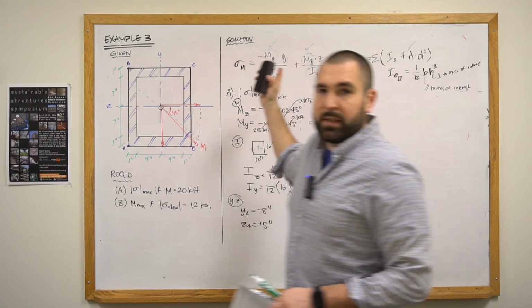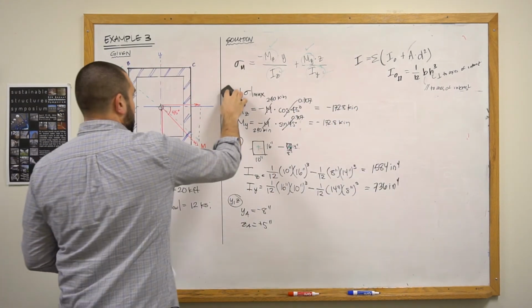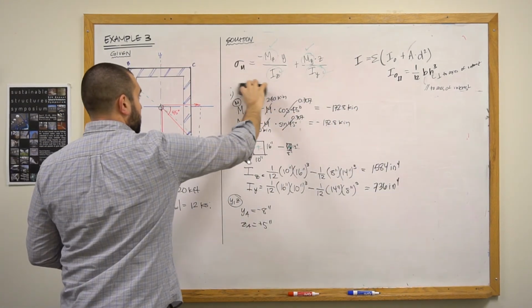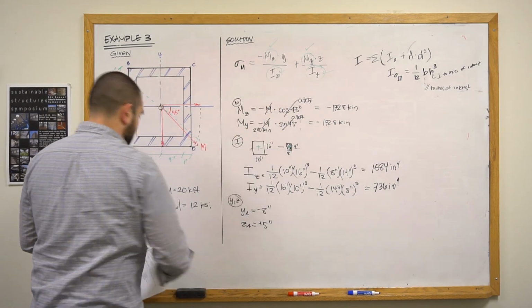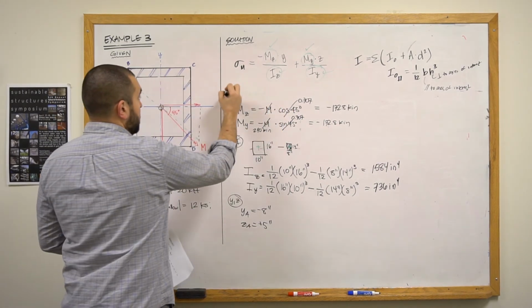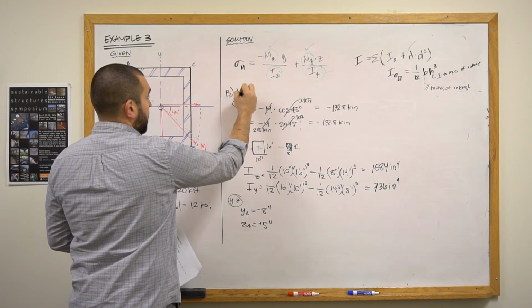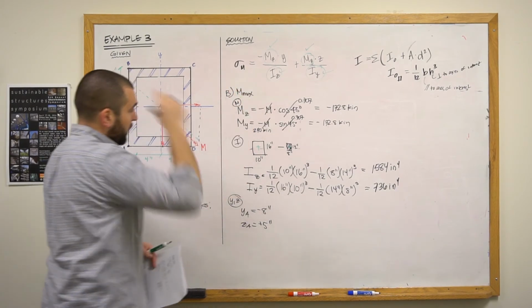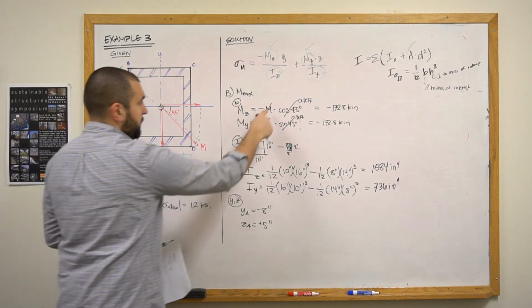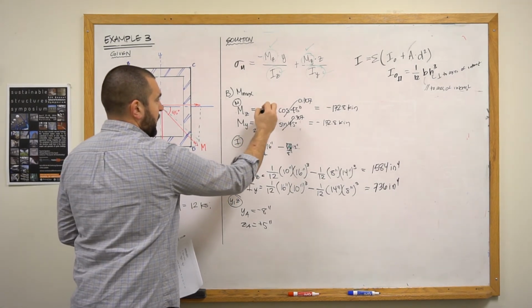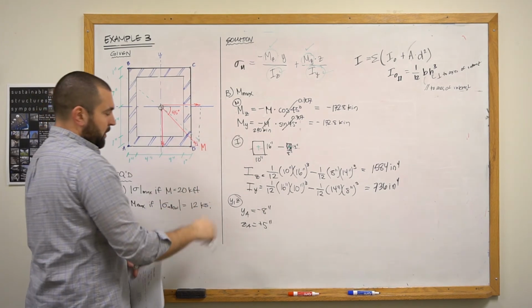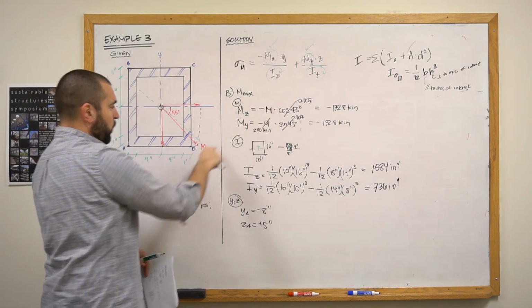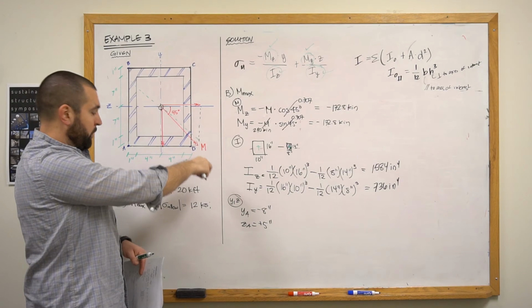We're still going to use the same fundamental equation, but now we're going to look at part B. We'll erase some of this stuff and talk about what we can still keep. So for part B, we're asked to find the maximum moment. Our fundamental equation for calculating the moment about the z and the moment about the y still applies. The only difference is that now we don't know what the magnitude of the resultant moment is.